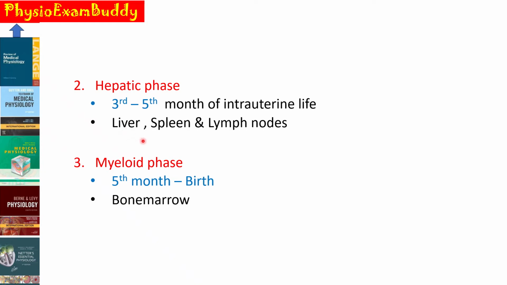Erythropoiesis occurs in the liver, spleen as well as in the lymph nodes. So this phase is referred to as the hepatic phase. Following the hepatic phase, the next phase is the myeloid phase, from the fifth month till birth of the baby, and the bone marrow will be producing the RBCs during the myeloid phase, especially the red bone marrow.